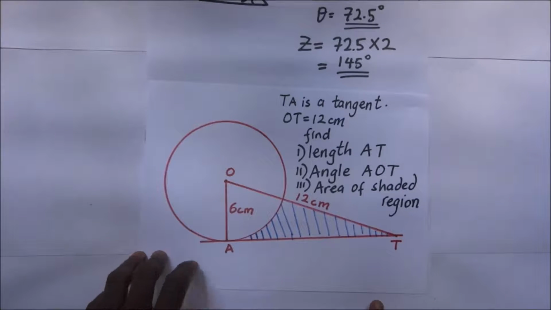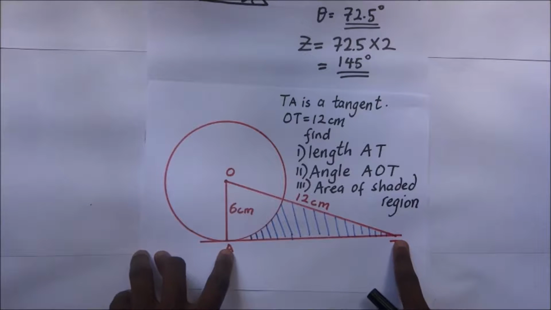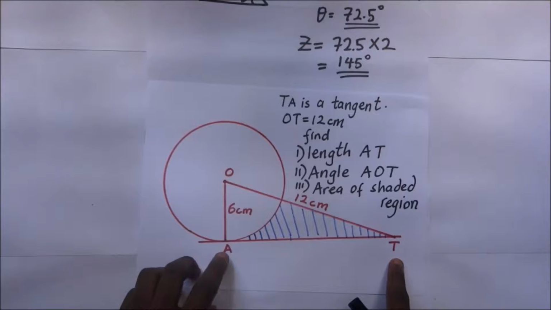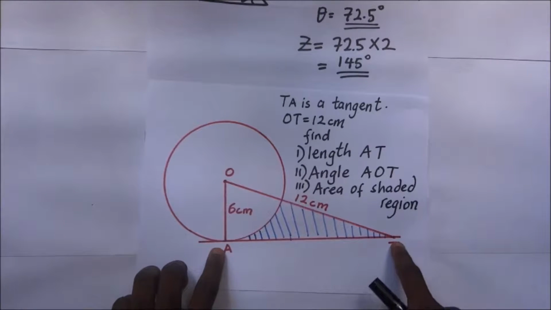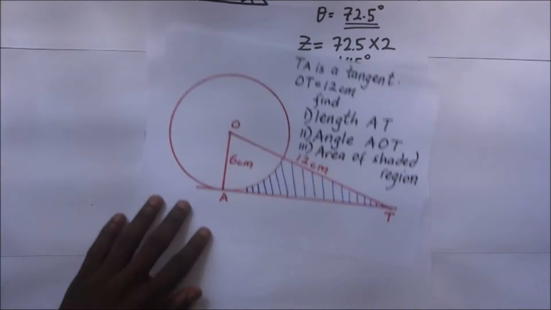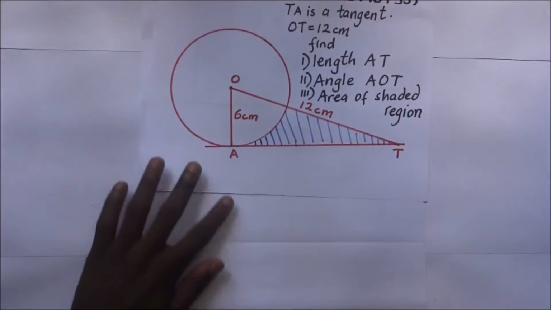We're having a tangent here. TA is a tangent. OT is 12 centimeters. Find the length of AT. So we need to find the length of the tangent from this point to that point. Now to find the length of the tangent, AT is still going to be the same as we've been doing before.